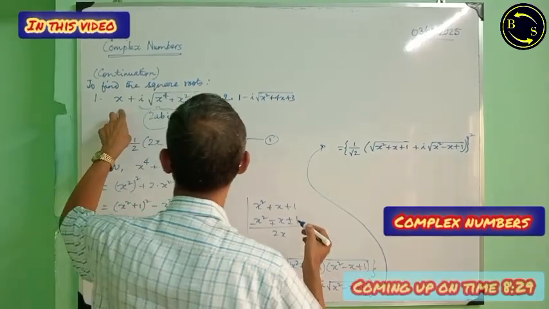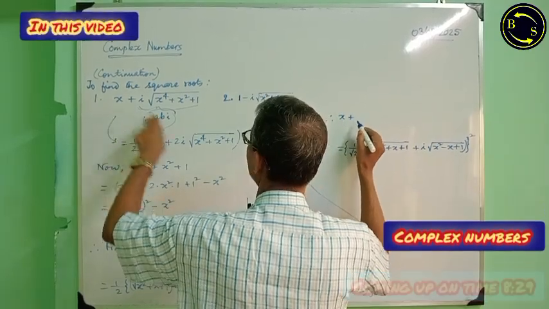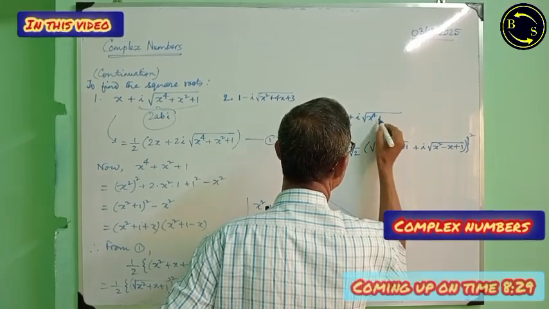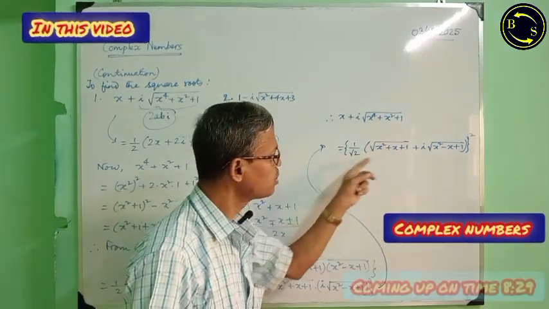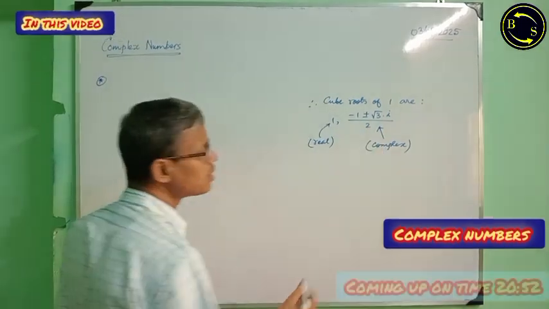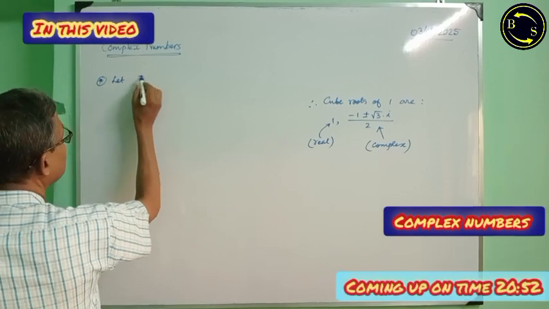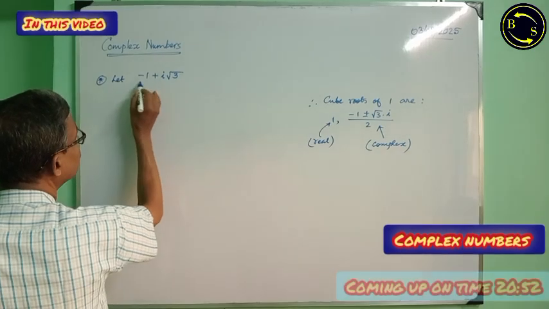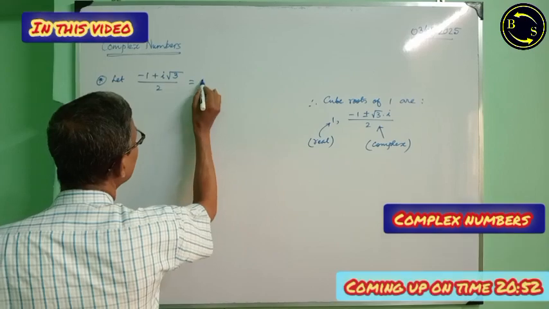I write the original expression here. Therefore, x plus i under square root symbol x to the power 4 plus x square plus 1. This expression is expressed in the square form. We use a symbol for 1 cube root. Let minus 1 plus i root 3 by 2 as omega.